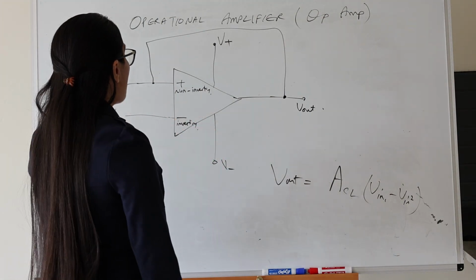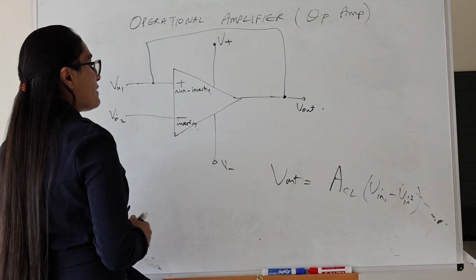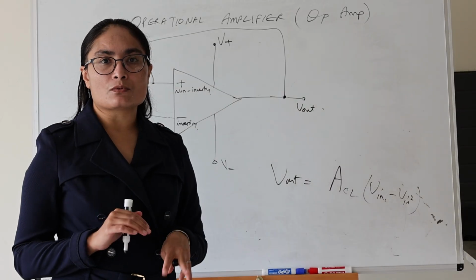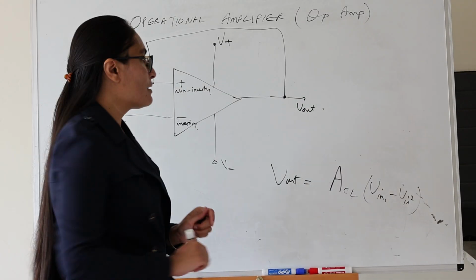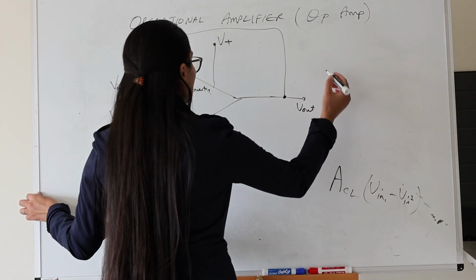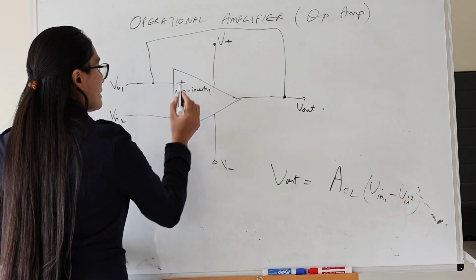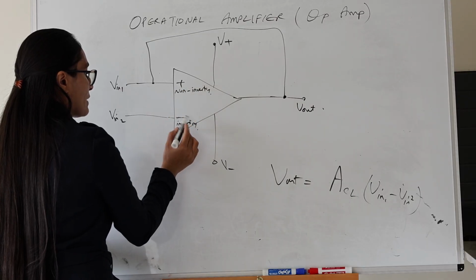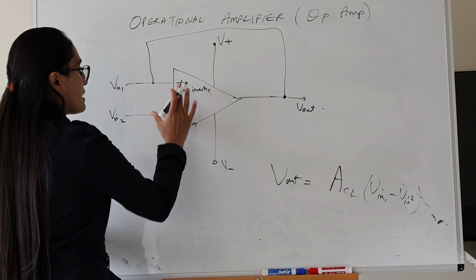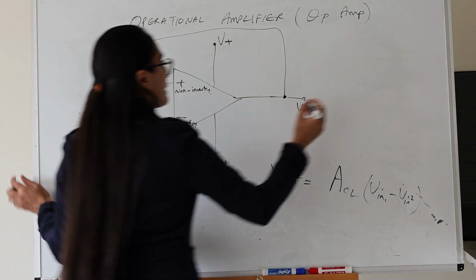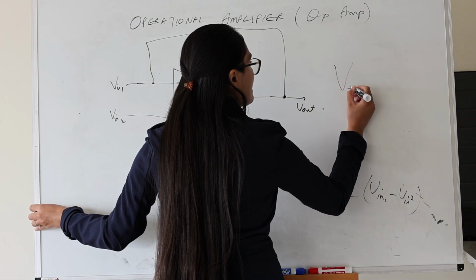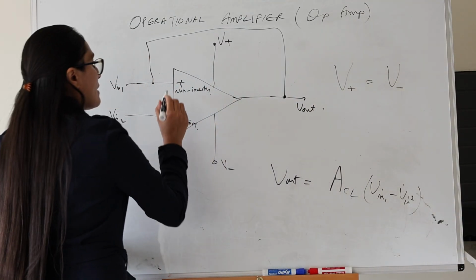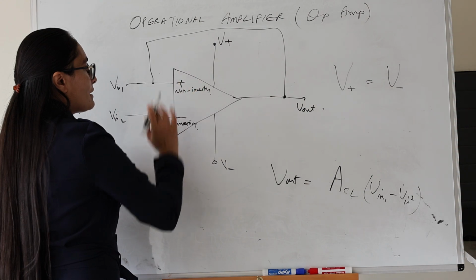When we have the op-amp in a closed loop fashion like this with a feedback loop, there are two golden rules that we must remember. The first rule is that the voltage at this point and the voltage at this point, V is the voltage, is always the same. So V plus is equal to V minus. This is for an ideal op-amp.